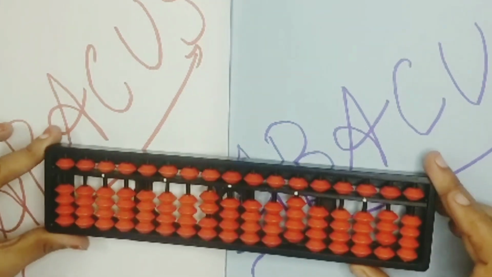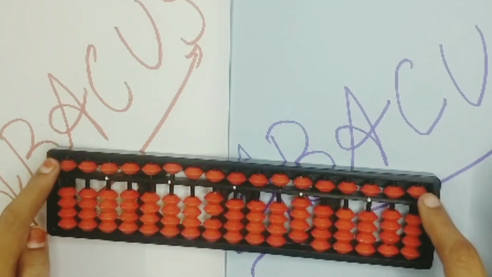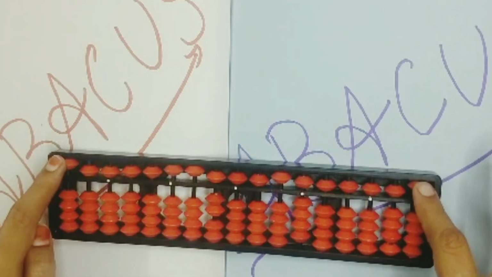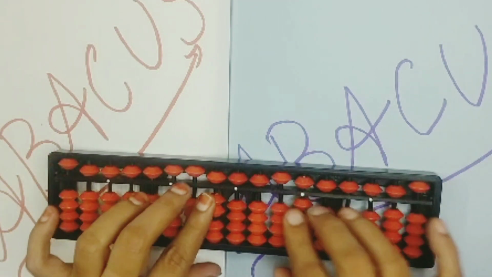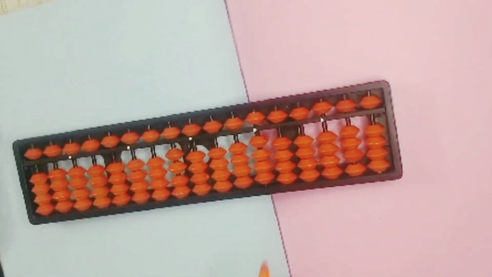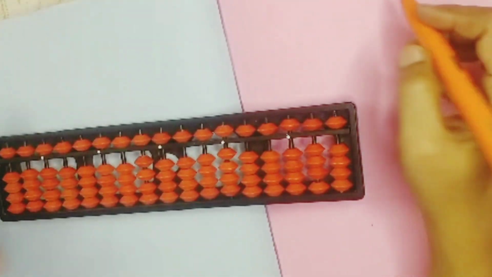So this is the kit. This is the Abacus toolkit. These are all upper beads. These are called the upper beads or the heaven beads. And these beads, that is the lower beads, are called earth beads. Addition by adding the numbers.